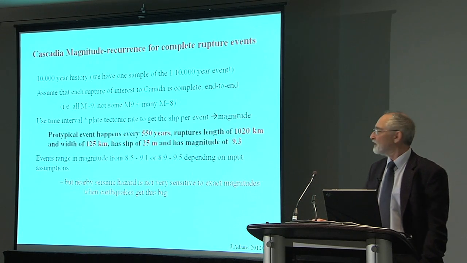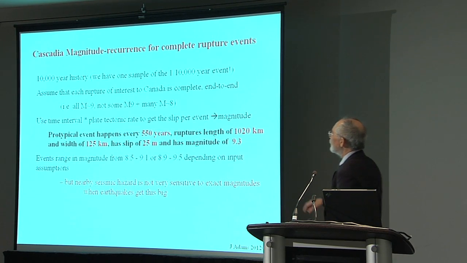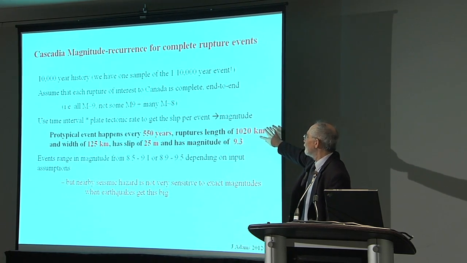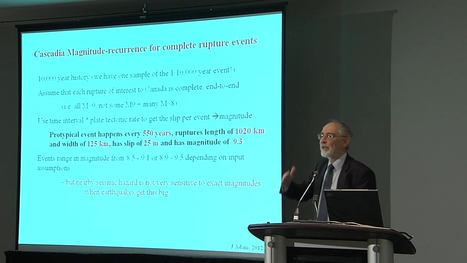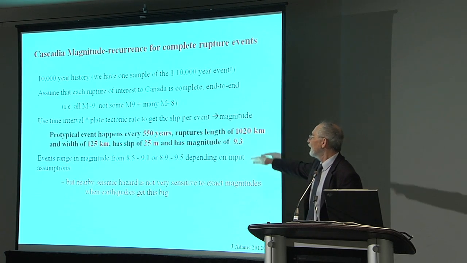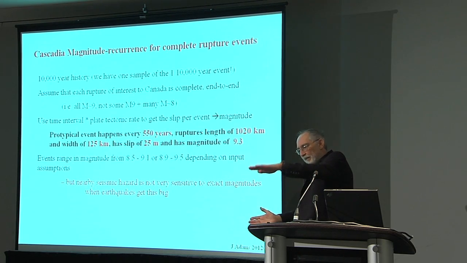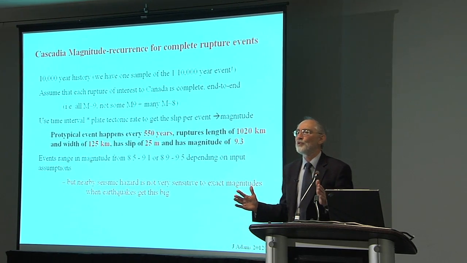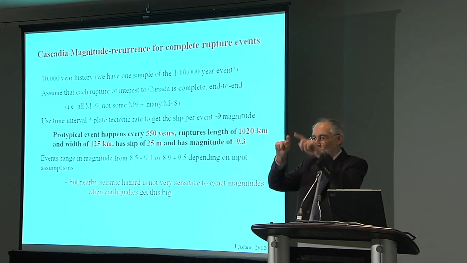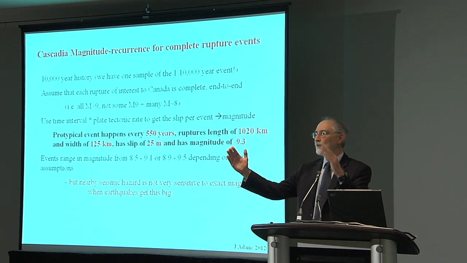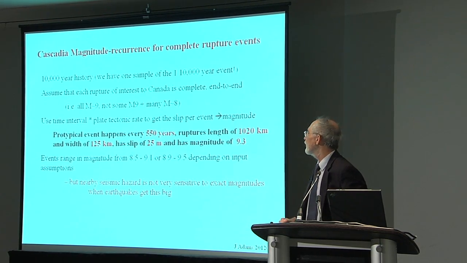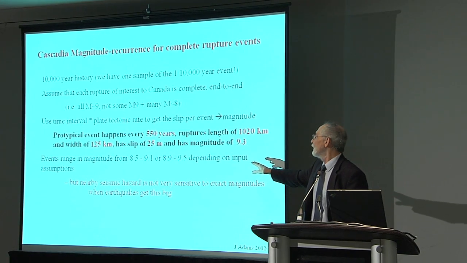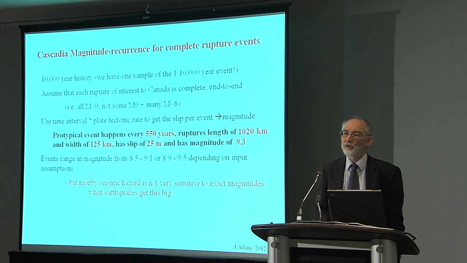And we can take that 10,000-year history, and we can say that the prototypical event happens about every 550 years. It ruptures a length of about 1,000 kilometers from California to the middle of Vancouver Island. The width of the fault, which is the down dip, is 125 kilometers. So remember I showed you that picture of Japan, which had the little squares. So we've got a block which is 1,000 kilometers long, 125 kilometers wide. It slipped about 25 meters in each event. A lot of slip. The magnitude is somewhere around 9.3.